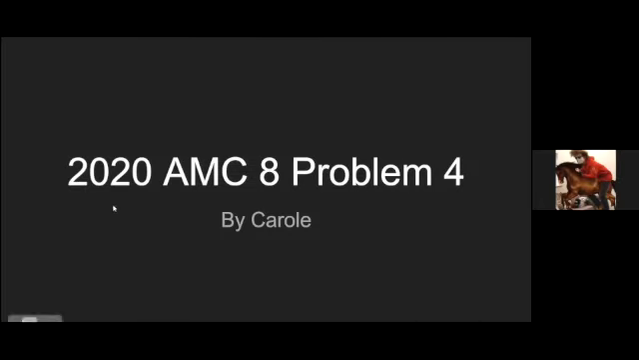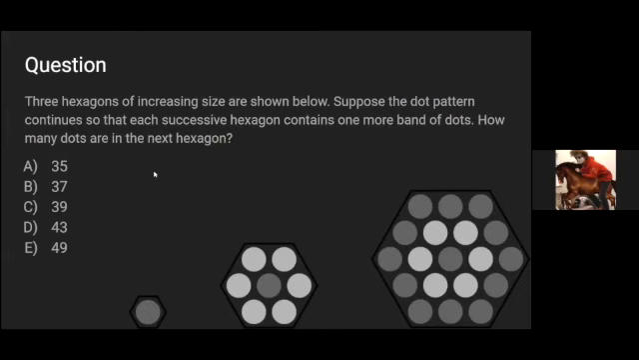Okay, this is 2020 AMC 8 problem 4. 3 hexagons of increasing size are shown below. And below the dot pattern continues so that each successive hexagon contains one more band of dots. How many dots are in the next hexagon? A, 35, B, 37, C, 39, D, 43, and E, 49.